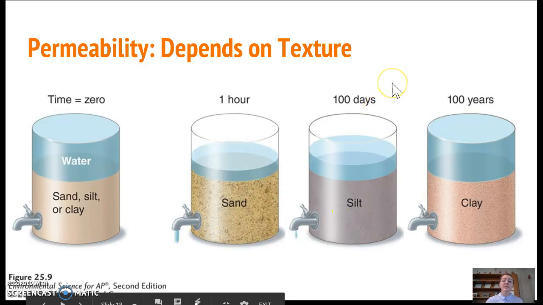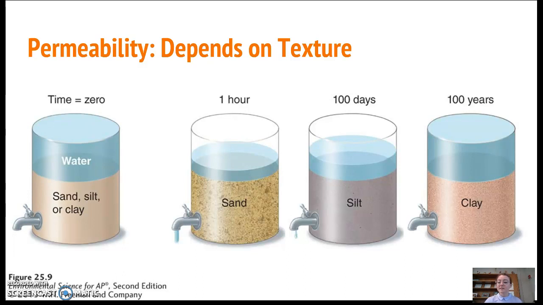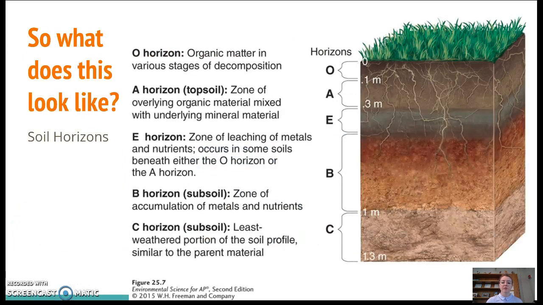Silt, with those medium-sized particles, is a little harder for water to permeate. It'll take about 100 days for it to start permeating through and leaking out. Here you see clay. Clay is nearly non-permeable. You can see here that after 100 years, water would not start leaking through this clay if it was just pure clay. That's because these particles are so small and so densely packed together that water isn't able to make its way through.